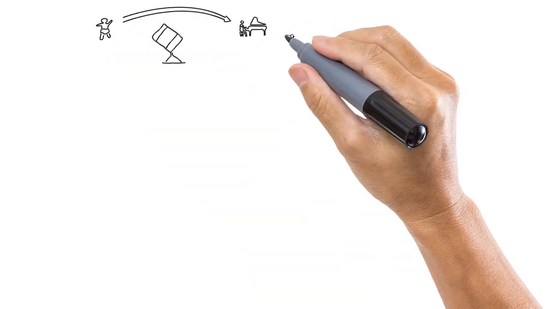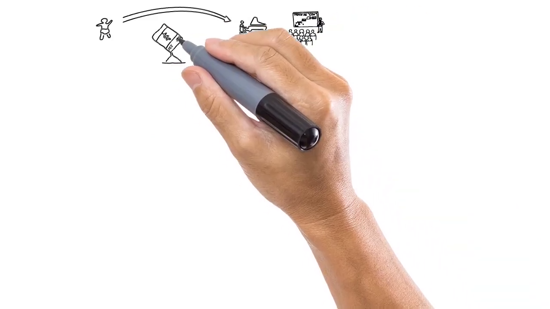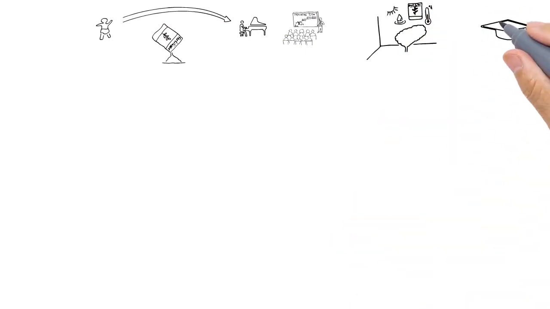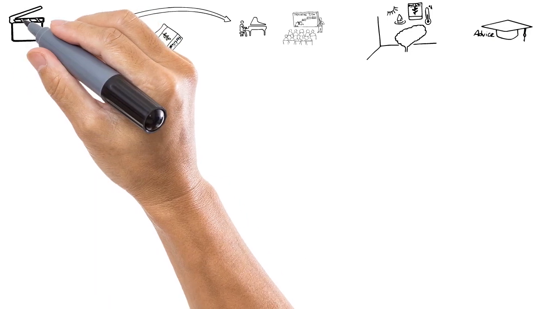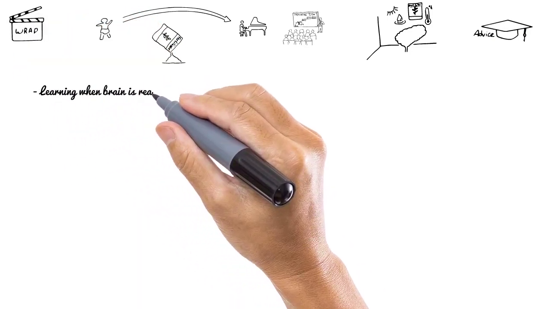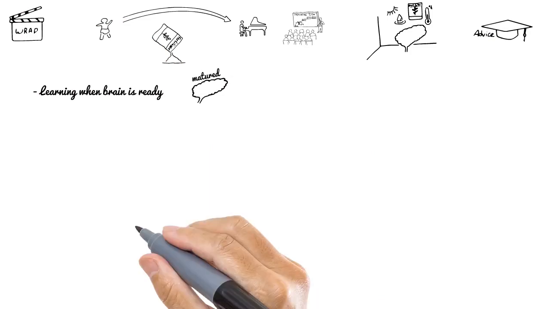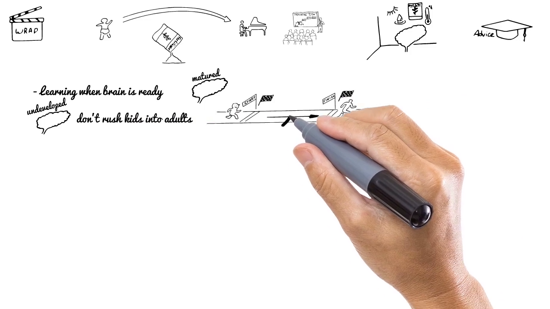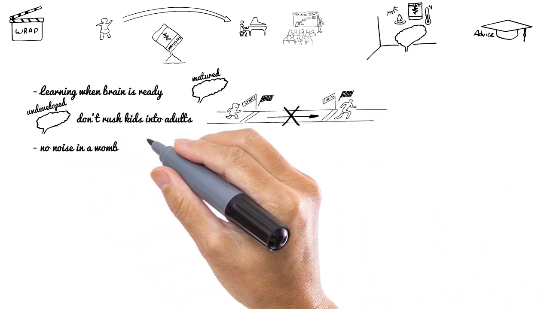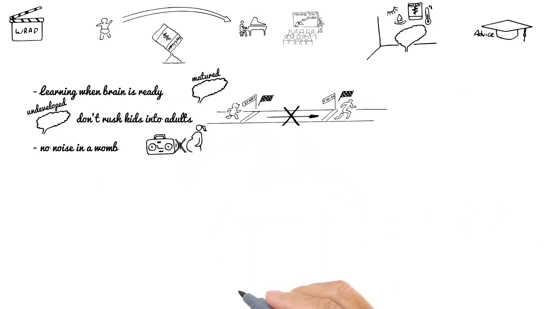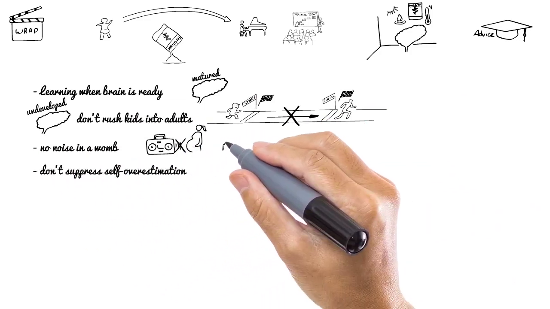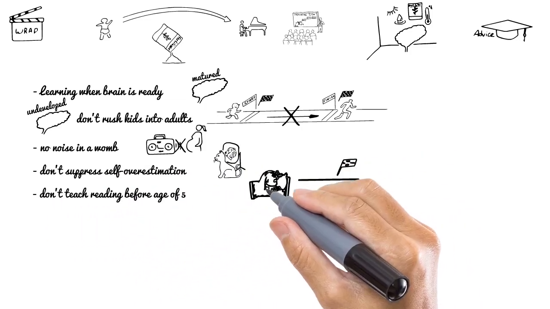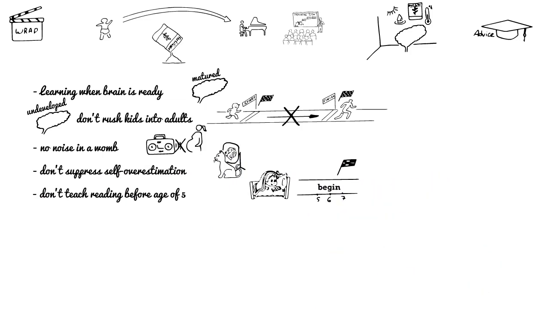So we were trying to see how we can help our children to be more successful in the long term, how to develop their brains more effectively. And we put several pieces of advice together to follow. Let's wrap them up for convenience. Learning needs to be supported by proper conditions and brain readiness. If the brain is not ready, there is no need to rush children into adulthood. No need to make a noisy environment for your little one in the mother's womb. Don't suppress kids' self-overestimation at the early ages of 3-4 years. Don't teach reading before the age of 5. Probably it's even better to start after 6.